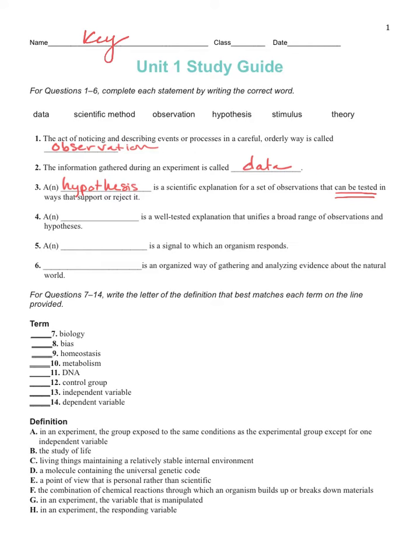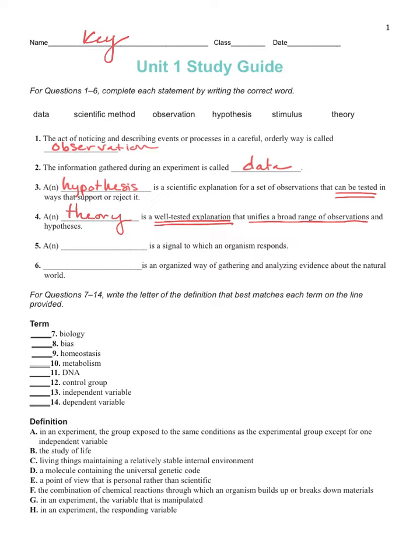Number 4 says a blank is a well-tested explanation that unifies a broad range of observations and hypotheses. The key here is well-tested. If something is well-tested, then we can call it a theory specifically, also because it unifies a broad range of observations. So theories are well tested and well established, whereas a hypothesis is a new idea potentially that we have to test before it can be verified.